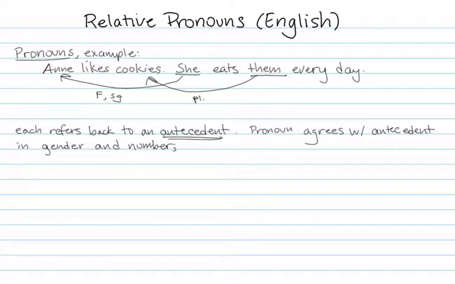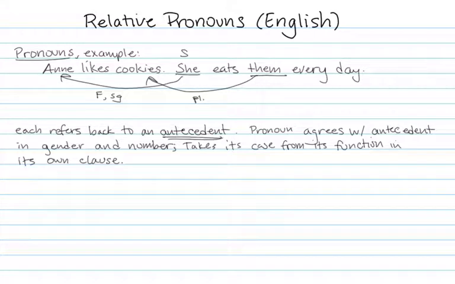In English, we don't distinguish in the plural between feminine people and neuter things. Every pronoun takes its case from its function in its own clause. So she is the subject pronoun because she is the subject of its sentence. Them is the object pronoun because them is the object of its sentence. If I want to say, for example, they are delicious, where they refers back to cookies, even though cookies was the object of its sentence, they is the subject of its sentence, so we use they instead of them.